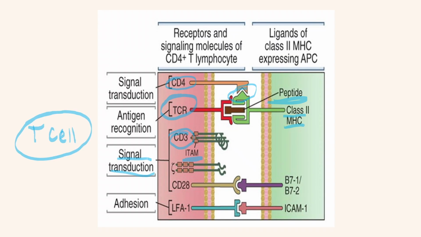A second signal, co-stimulation, is provided when CD28 on the T cell binds to B7 on the APC, and this interaction is essential for the full activation of naive T cells. Without this, the cell can become inactive. And finally, adhesion molecules help stabilize the interaction. We see this with LFA-1 binding with ICAM. This allows the cells to remain in contact long enough for activation to occur.